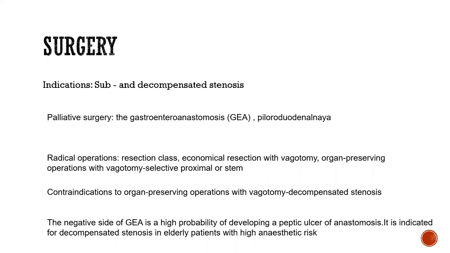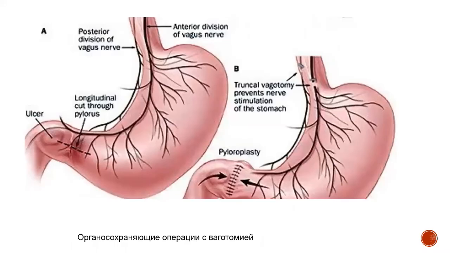And the surgery. The subcompensated stenosis is the indication to the surgery. The subcompensated stenosis and the initial stages of the decompensated stenosis are treated by pyloroplasty with vagotomy. That is the gold standard. It's the radical surgery. Or resection of the stomach.